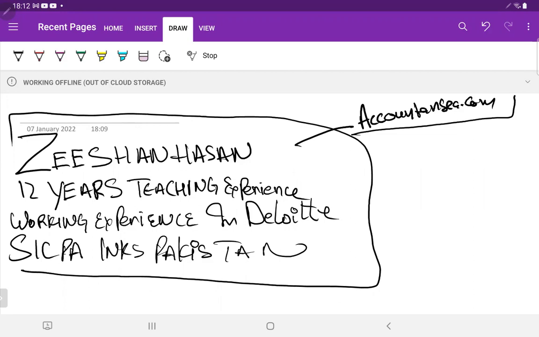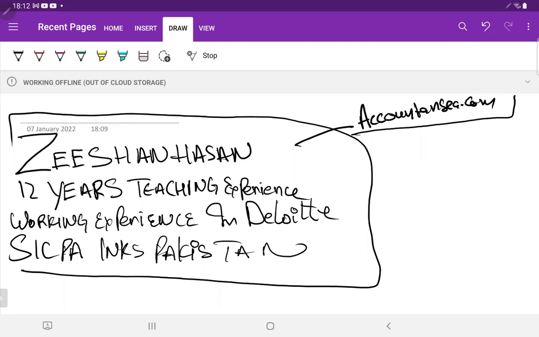Besides teaching, I have working experience in Deloitte, which is one of the big four audit firms in the world, and also in a multinational organization, a manufacturing company which produces banknotes, known as Sigpa Inc.